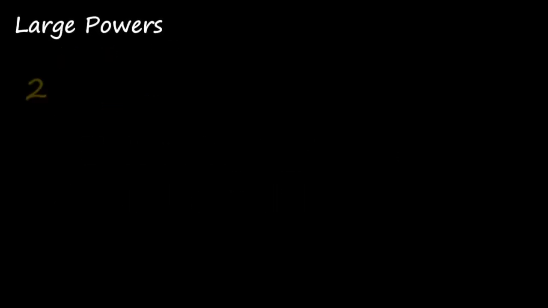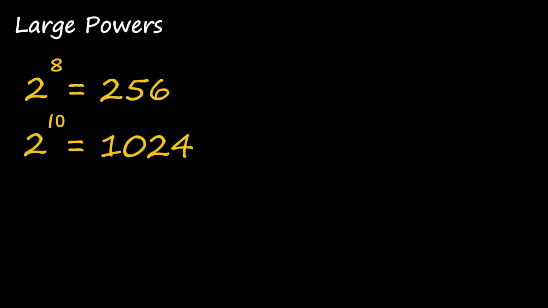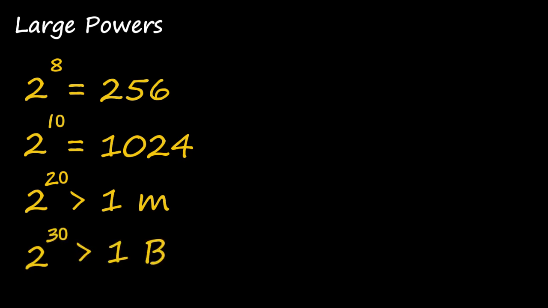Understanding large powers. Let's look at 2 to the power of 8. This means 2 multiplied by itself 8 times, which equals 256. Notice how quickly powers grow. Let's continue. 2 to the power of 10 equals 1024. 2 to the power of 20 is more than 1 million. 2 to the power of 30 is more than 1 billion. Numbers become huge very quickly.